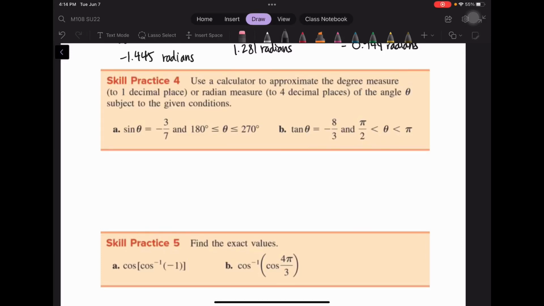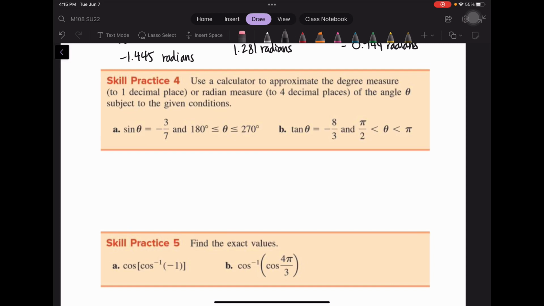For skill practice 4, I'm going to use a calculator again to approximate either to 1 decimal or 4, depending on if I'm in degree or radian, but I'm subject to certain conditions. So I'm in a different zone for these sine and tangent values. For the sine of theta equal to -3/7, what quadrant am I in?